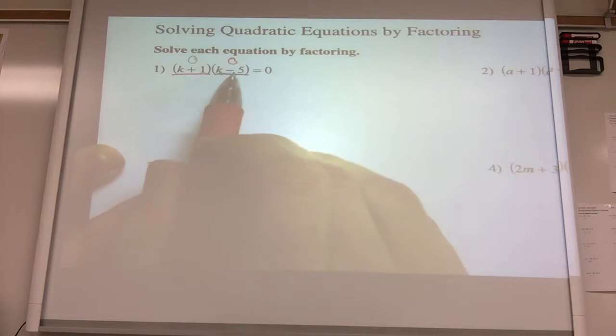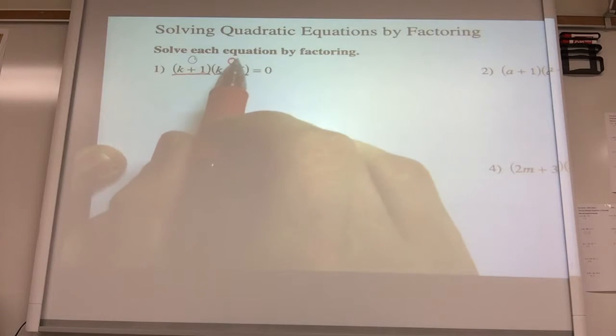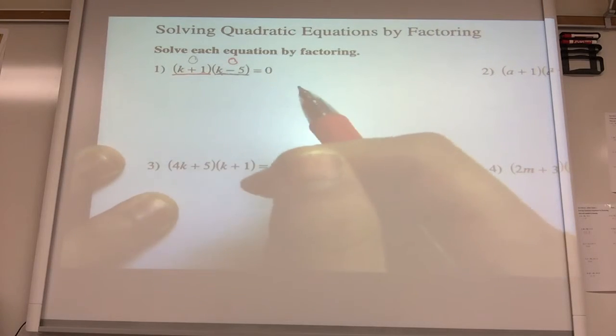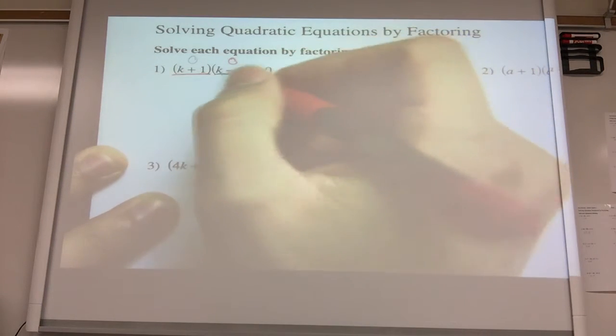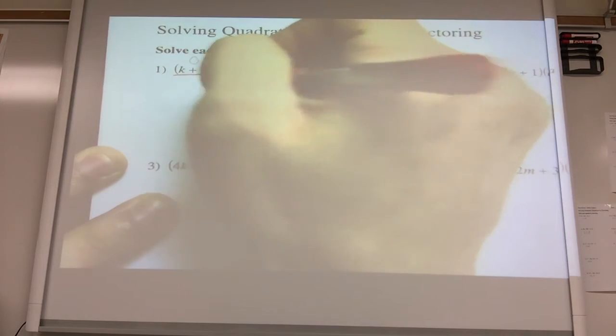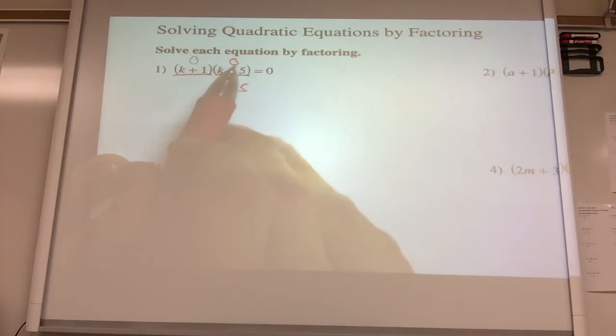Either k minus 5 can equal 0 or k plus 1 can equal 0. And either way, if one of those equals 0, for example, if k minus 5 equals 0, then 0 times whatever this is going to equal 0, and that's going to come out to the solution. That's the idea behind factoring. So if k minus 5 is going to equal 0, then k would have to equal 5, because 5 minus 5 equals 0. And if k equaled 5, keep this in mind, that's going to be 0.